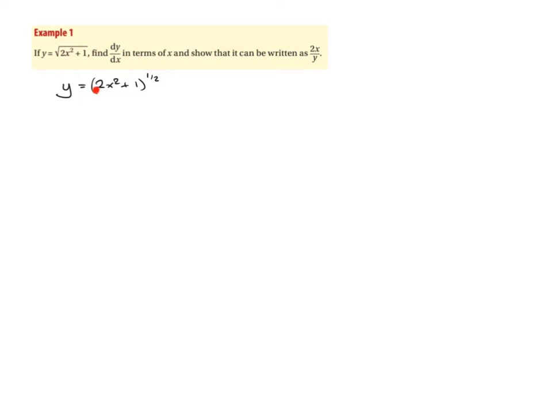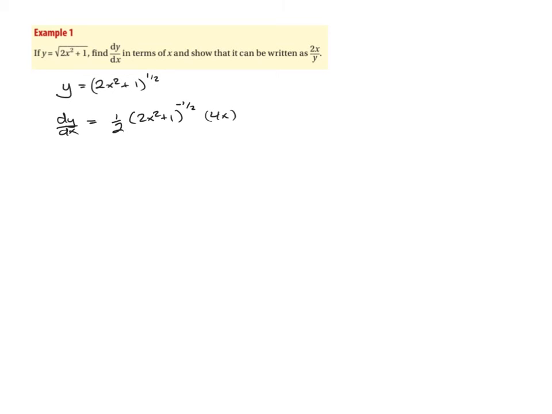Notice that we now have a bracket to the power of something. That's the chain rule. So we're going to write dy dx is equal to bring down the power. So that's a half. Rewrite the bracket, 2x squared plus 1. Take 1 off the power. A half take away 1 is minus a half. Differentiate the bracket. So that means what we have there is 4x.